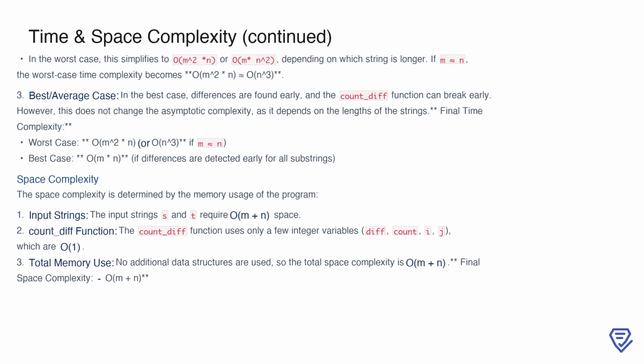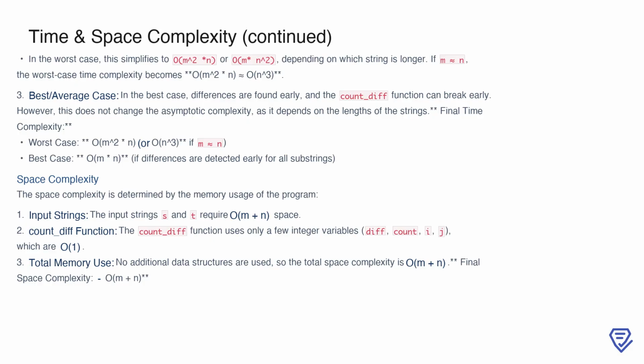In the best or average case, early detection of differences allows the count_diff function to terminate sooner, but this does not alter the asymptotic complexity, which still depends on the lengths of the strings. Therefore, the final time complexity in the worst case is m squared n, or n cubed, when m is almost equal to n, while the best case complexity is m*n, if all differences are detected immediately.